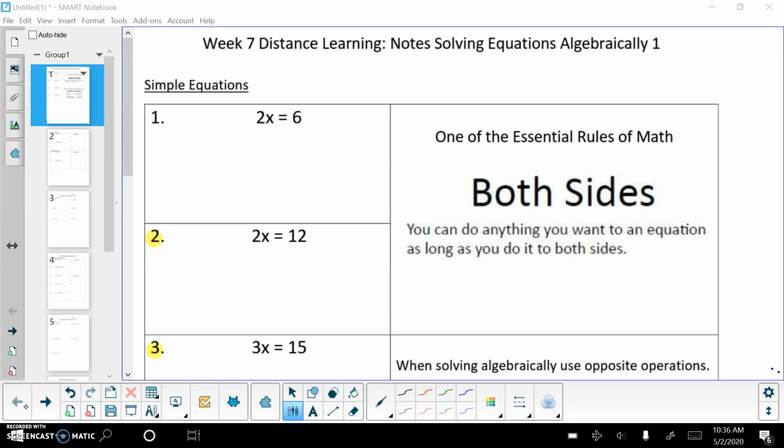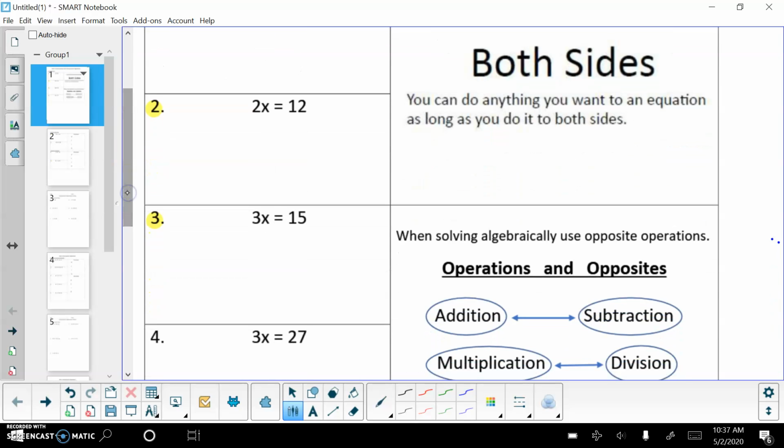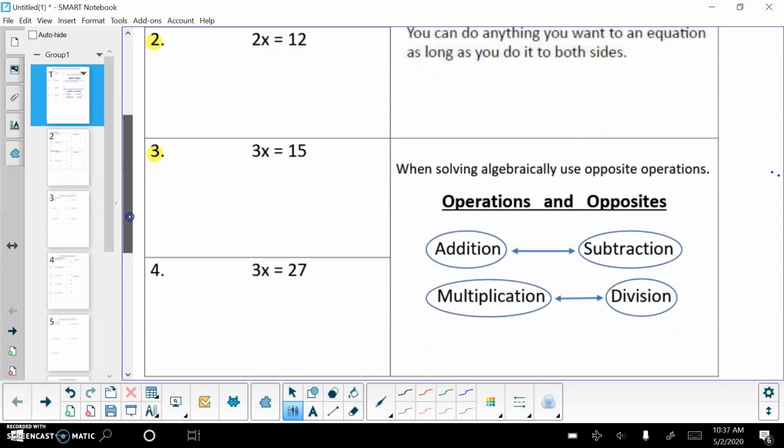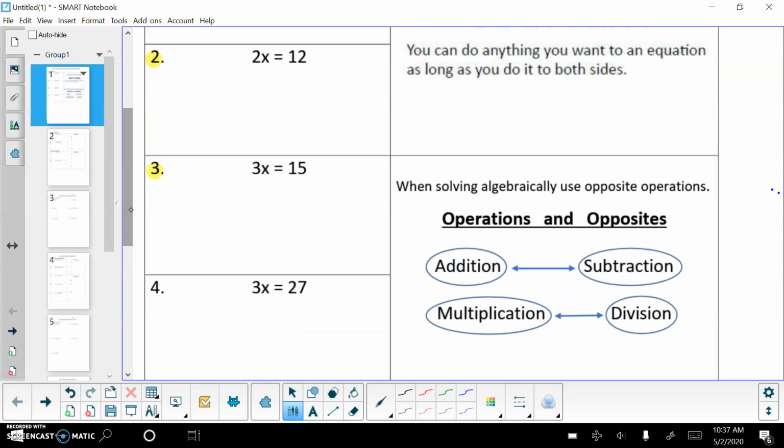We found out that what we did to one side, we had to do to the other, if we were taking away triangles or x's or taking away the constants or cubes. And that same rule applies to the algebraic methods. One of the essential rules of math is that you have to do the same thing to both sides. You can do anything you want to an equation as long as you do it to both sides. And one of the other big things with math is when you're doing that, you want to be judicious and do things that actually help you solve the equation.